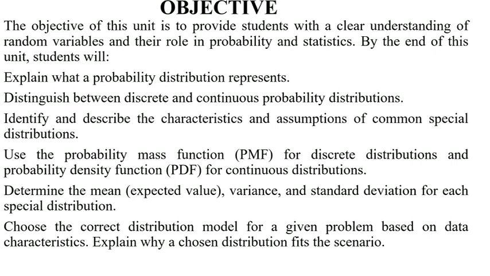The objective of this study unit is to provide students with a clear understanding of the random variable and their role in probability and statistics. By the end of this unit, students will be able to explain what the probability distribution represents, distinguish between discrete and continuous probability distribution, identify and describe the characteristics and assumptions of some common distribution, use the probability mass function, which is PMF, for discrete distribution, and probability density function, which is PDF, for continuous distribution.